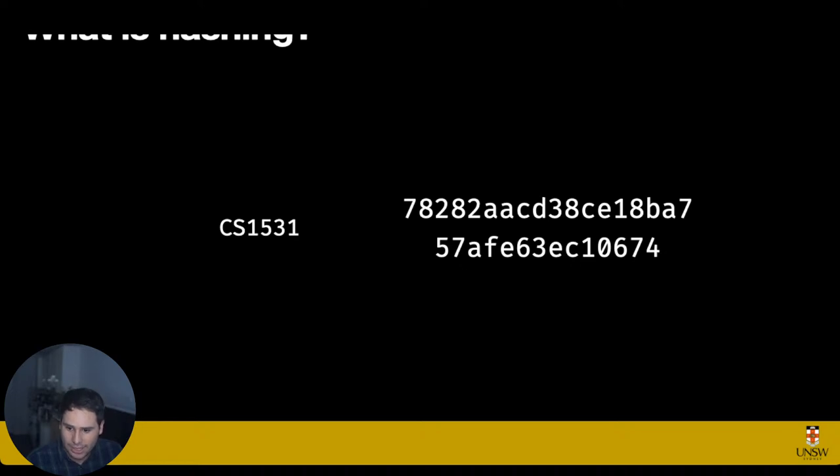You can all go to this website that I've just typed in the chat, password generator MD5 hash, and put in CS1531. Capital C, capital S. You've got to make sure the capitals are the same. And tell it to use MD5 hash. And you should see that it hashes it to the same hash that I'm showing on the screen here.